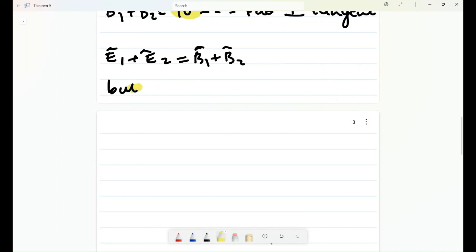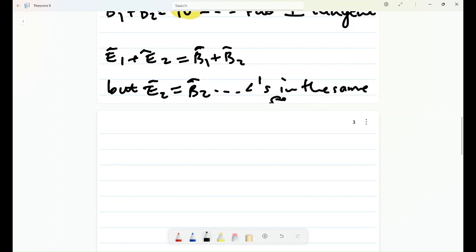But angle E2 is equal to angle B2. Why are we saying that? Angles in the same segment. If E2 is equal to B2, then automatically and mathematically B1 is going to be equal to E1.